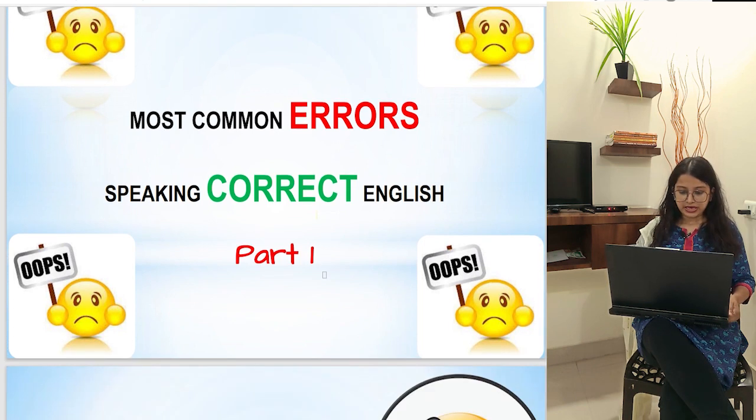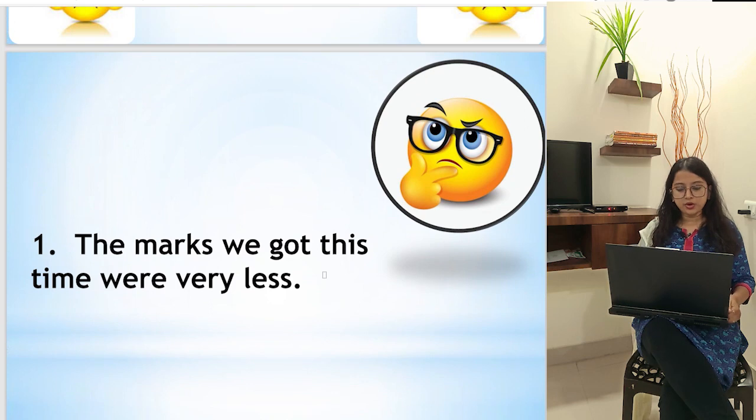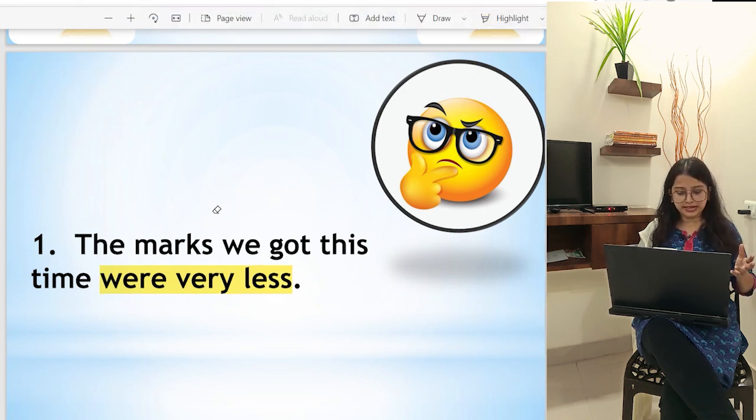So first one. The marks we got this time were very less. First, let us think what can be the mistake. The marks we got this time, we don't find any mistake. It must be in this much only. So what can be the mistake if we think deeply? Were is of course correct, right? Because marks, it is plural.